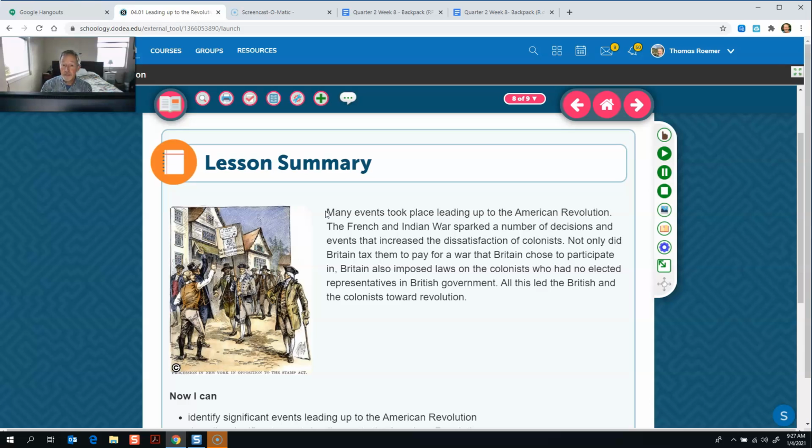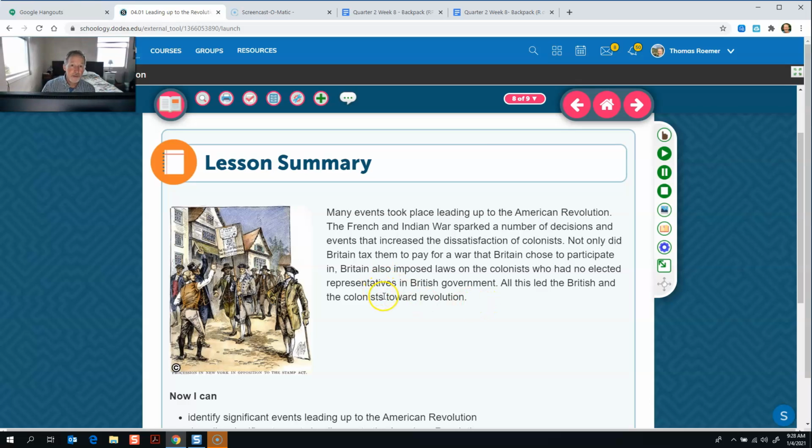And it says that leading up to the American Revolution, the French and Indian War sparked a number of decisions and events that increased the dissatisfaction of colonists. Not only did the British tax them to pay for the war that Britain chose to participate in, but Britain also imposed laws on the colonists who had no elected representatives in British government. All this led the British and the colonists toward revolution.